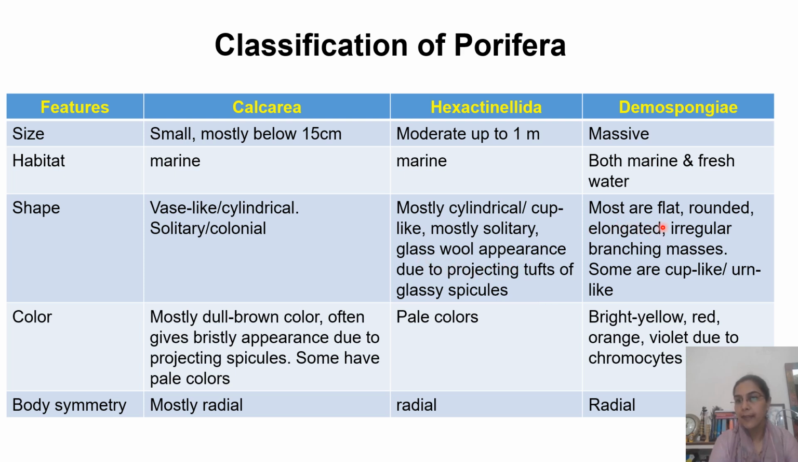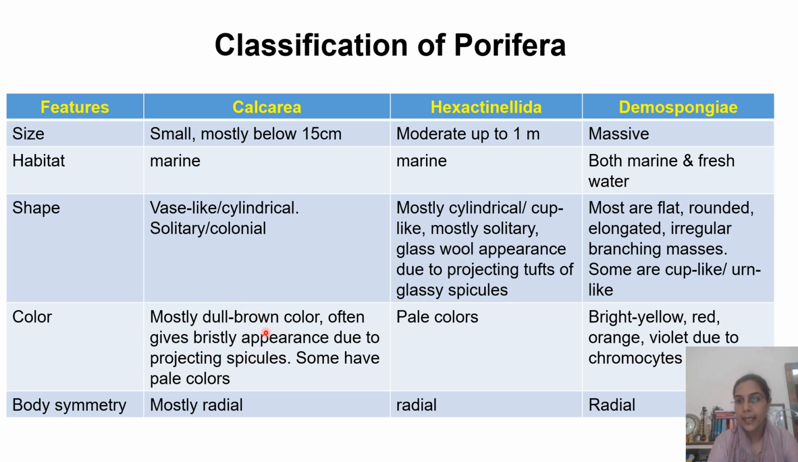Demospongiae are mostly flat, rounded, elongated and irregularly branched masses, and that is why they are massive structures. Some of them may even be cup-like or urn-like. Urn का मतलब होता है घड़ा. If we talk about the color, the Calcarians are usually dull brown in color, and they have a bristly appearance again because of the projecting spicules here. यहाँ पे क्योंकि spicules calcium carbonate के बने होते हैं तो इनका जो appearance होता है वो इसको bristly appearance देता है, whereas Hexactinellida में appearance is glass wool because of the spicules being siliceous in nature.